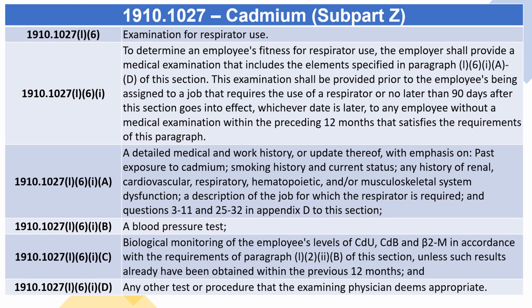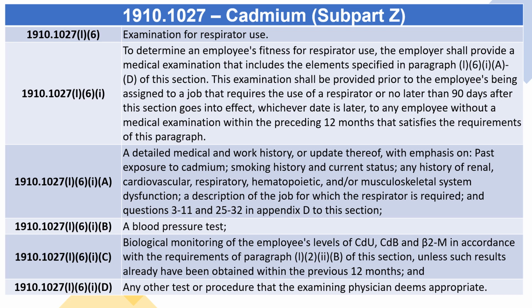1910.1027 L. 6. Examination for respirator use. 1910.1027 L. 6 I. To determine an employee's fitness for respirator use, the employer shall provide a medical examination that includes the elements specified in paragraph L. 6 I. A-D of this section. This examination shall be provided prior to the employees being assigned to a job that requires the use of a respirator or no later than 90 days after this section goes into effect, whichever date is later, to any employee without a medical examination within the preceding 12 months that satisfies the requirements of this paragraph.